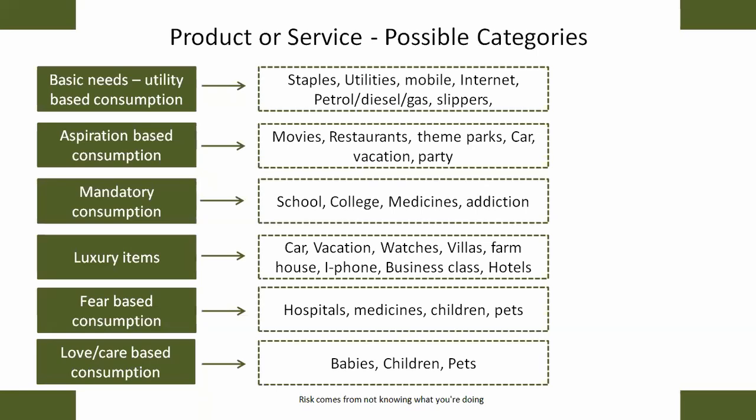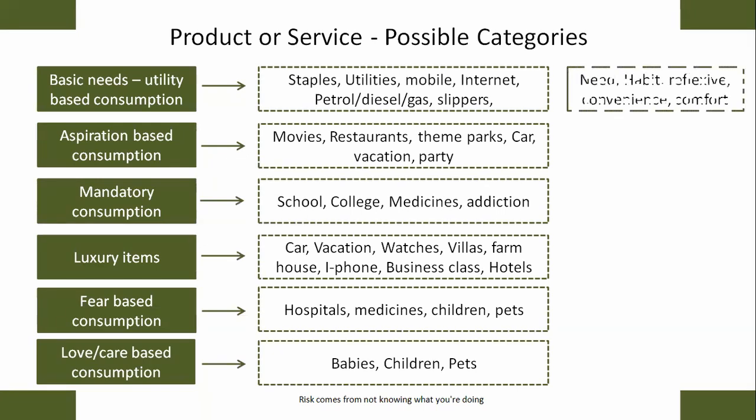Right? So these are some of the categories which I came up with. Doesn't mean these are the only categories, but for our understanding purpose, if we see the difference between these products is that the utility based consumption, it could be either need based or it becomes habit, reflexive, convenience, or provide comfort, right? For example, UPI, it has become a need and it provides convenience. It has become reflexive also.